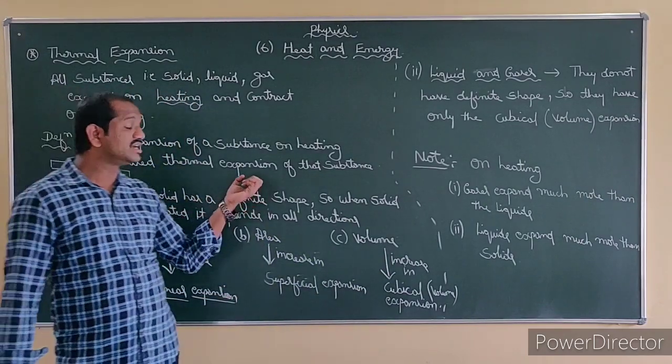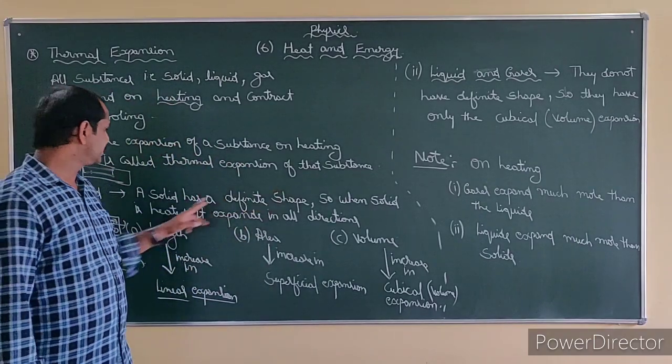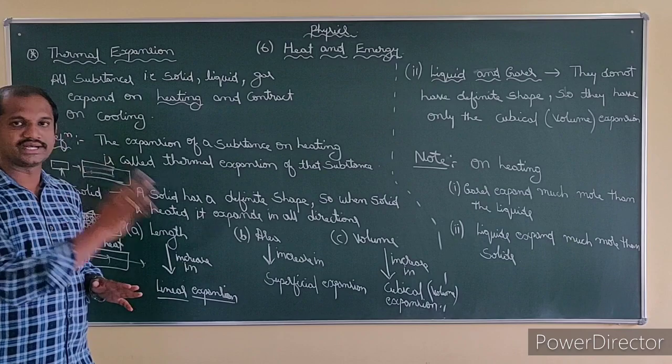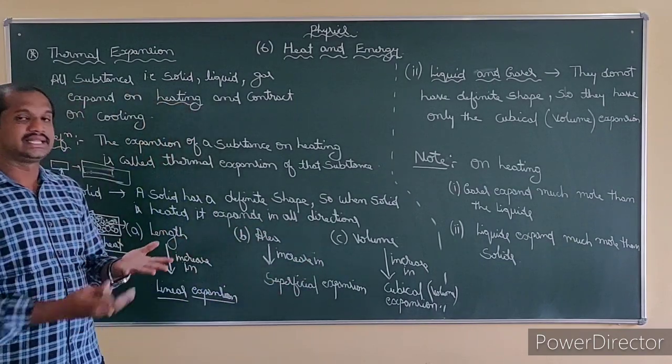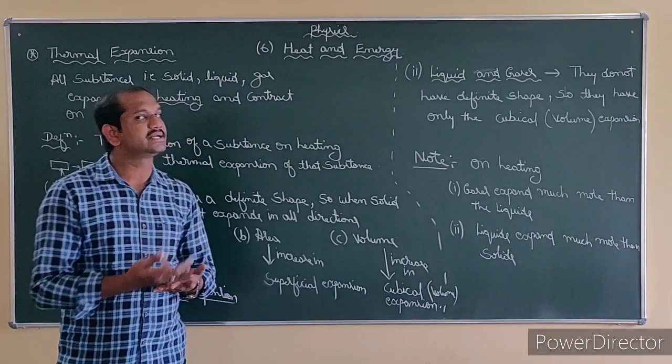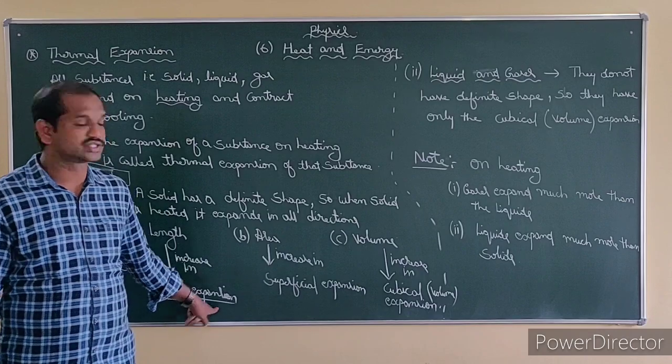Because solid has a definite shape. Understand? All the molecules are tightly packed. So when a solid is heated, it expands in all directions. In all directions means its length, its area, its volume. So the increase in length is called what? It is called linear expansion.